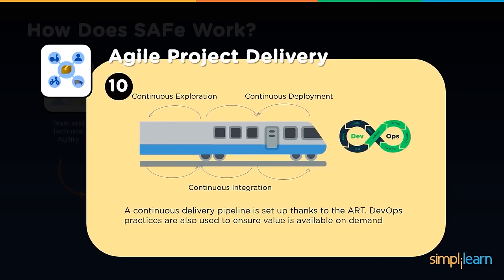DevOps practices are also used to ensure value is available on demand. I think the term DevOps is becoming more and more popular today, as it provides visibility and the need for collaboration and cultural transformation, which helps bring agility across the organization as well as a learning organization. One of the principles of DevOps itself is continuous learning.